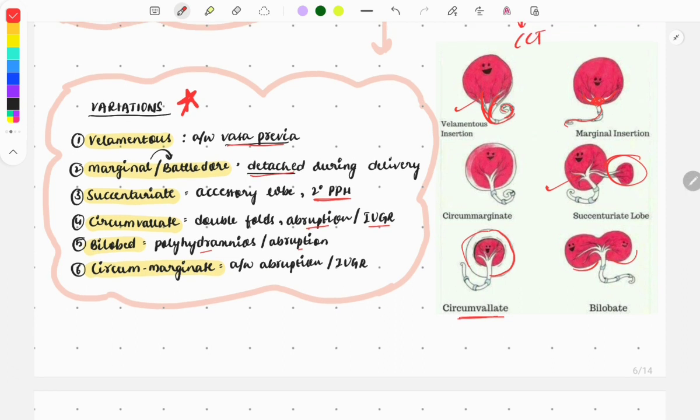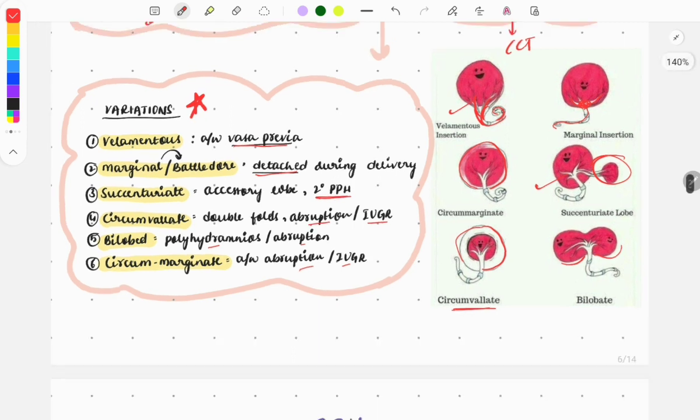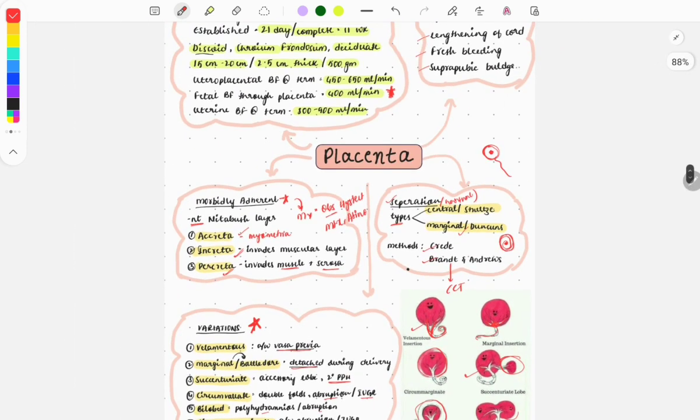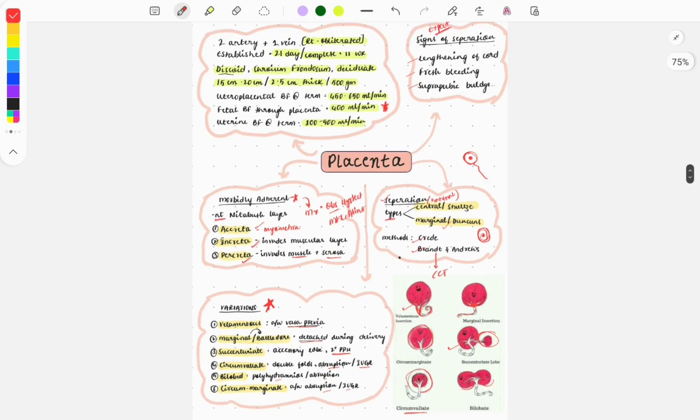So in this circummarginate placenta, there will be an extra layer called the extrachorial placenta, and this is associated with abruption and IUGR. So these were the things from the placenta which you must remember, and these are the previous year questions which are asked from this placenta.